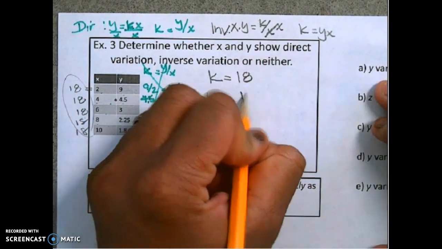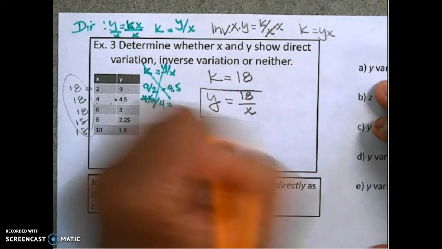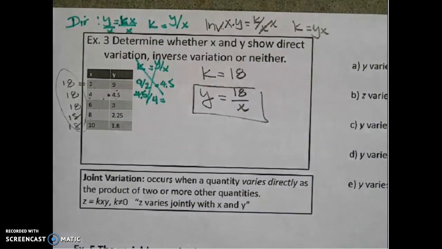equals k, inverse, divided by x. Love it. So something new for you. Joint variation. Sounds interesting.